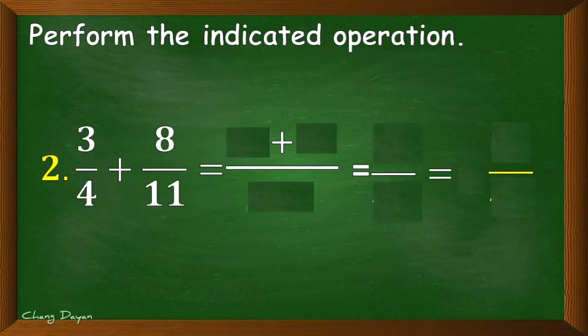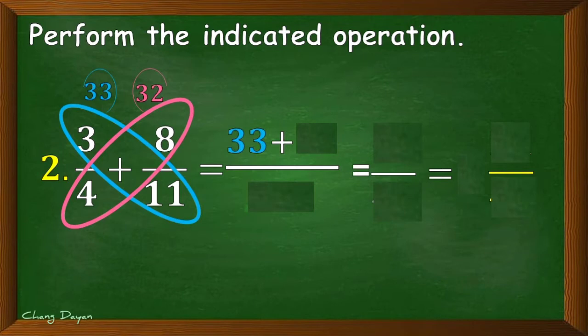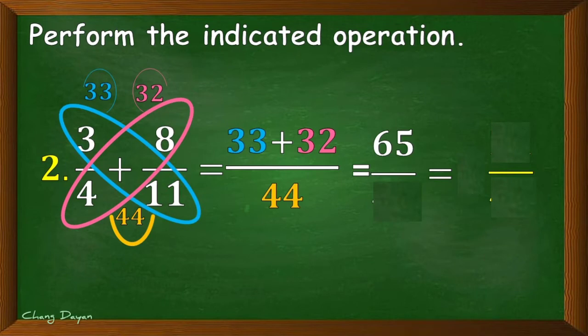Number 2, 3/4 plus 8/11. So, 3 times 11, the answer is 33. Then, 8 times 4, the answer is 32. Then, i-multiply natin ang 4 at 11. And that is 44. 33 plus 32, the answer is 65. Copy the denominator, 44. At ito ay i-convert muna natin sa mixed number.